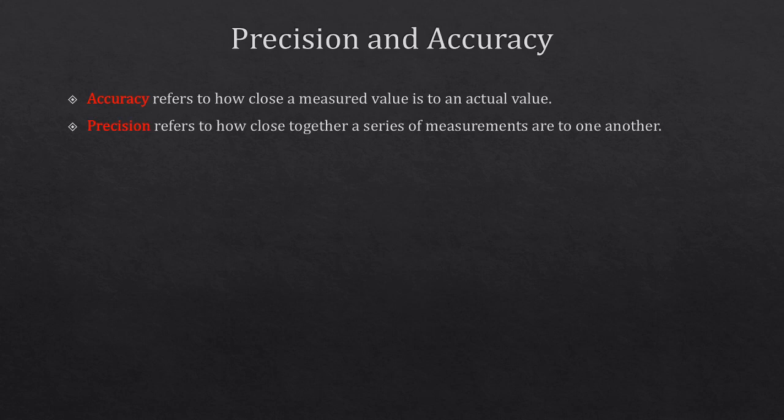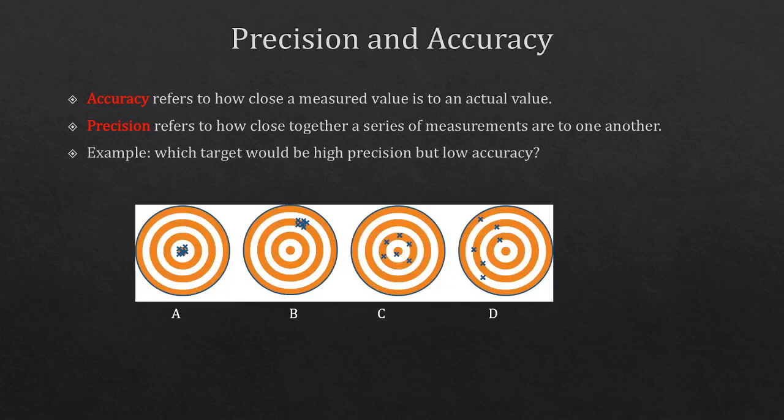Now, on the other hand, precision is a term that refers to how close together a series of measurements are to one another. So for example, if I weigh something 10 different times and the answers are very close together, it's precise. But if I use another scale and sometimes it's up a gram and sometimes it's down a gram, well, then that's not very precise.